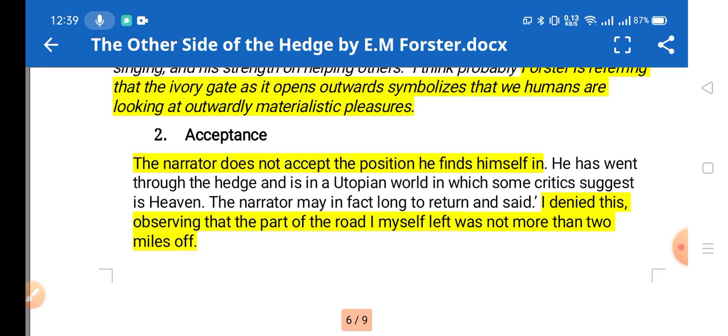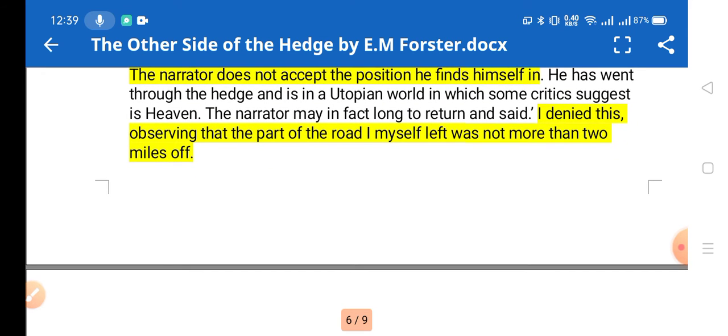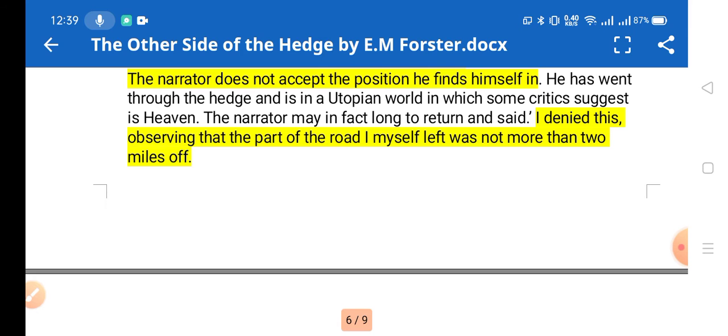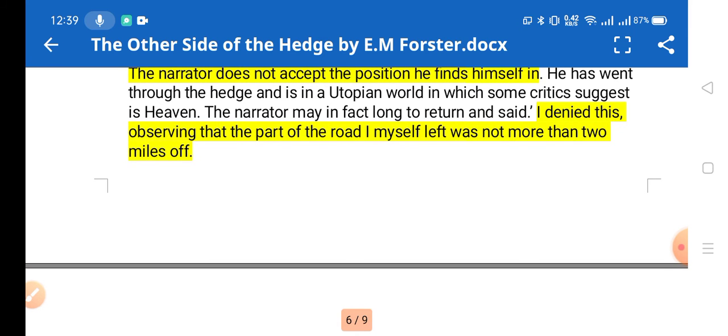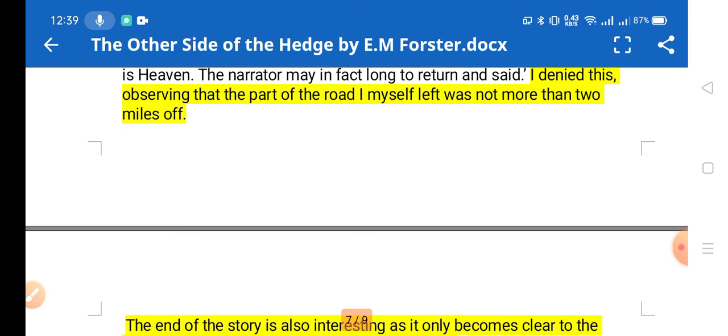The second theme is the theme of acceptance. The narrator does not accept the position he finds himself in, and he just moves on to a different, strange, unique place, and he is not able to adapt to the ways of the people and that place. The narrator did not accept that, and as he stated, I denied this, observing that the part of the road I myself left was no more than 2 miles off.